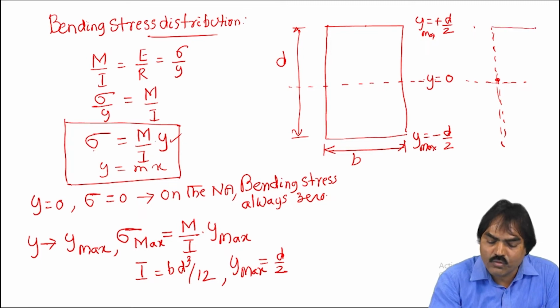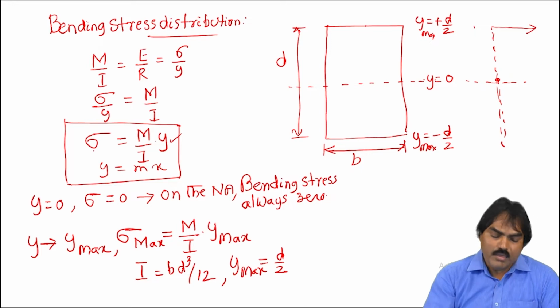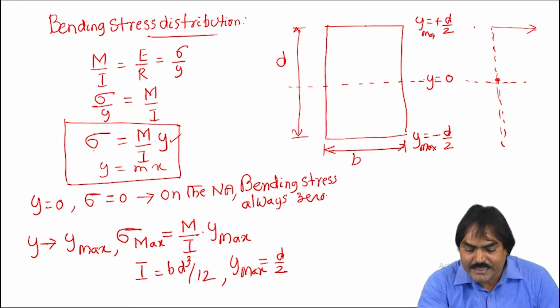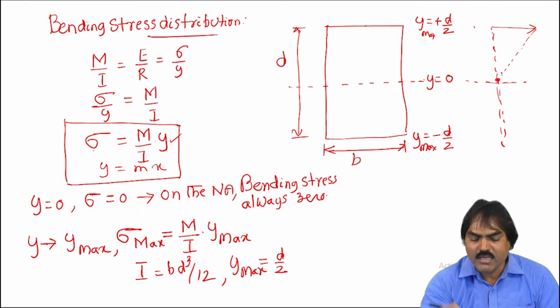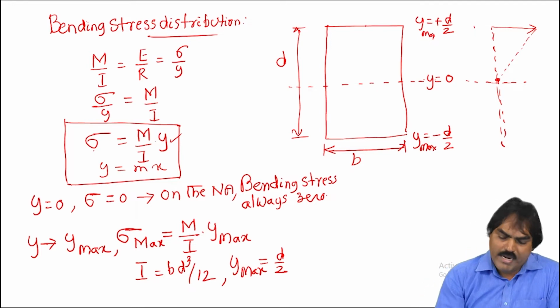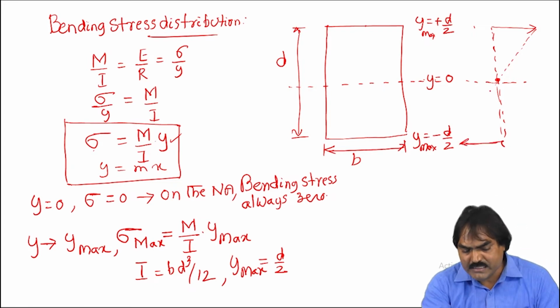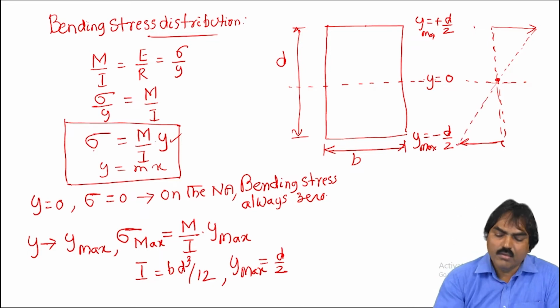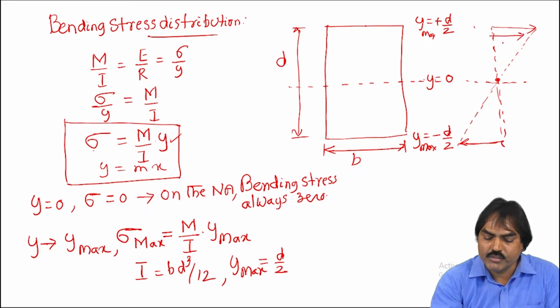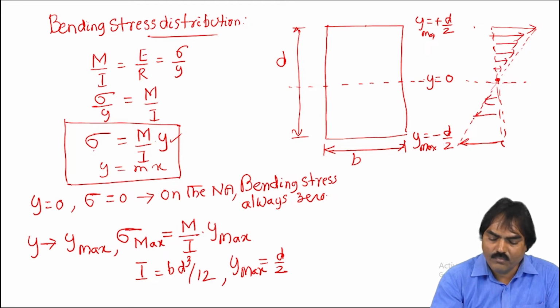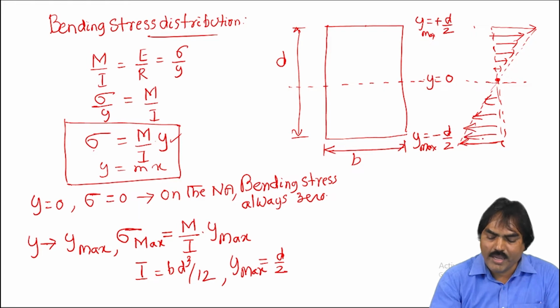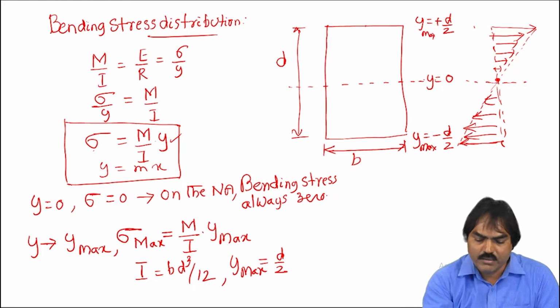If it is tension, show like this, tension. Now this decreases linearly and becomes 0 on the neutral axis. At the bottom, it is actually compression. Compression means negative, so opposite direction. Again, it will decrease linearly here. So the bending stress distribution will be linear like this. So it is a triangular variation. This is the stress distribution on a rectangular section.